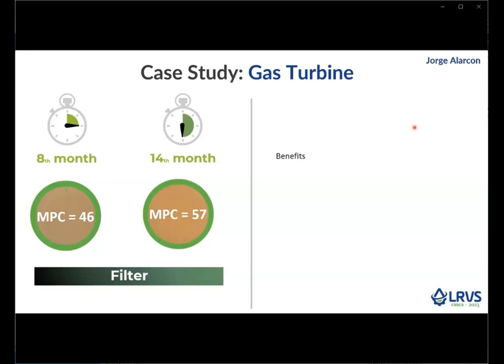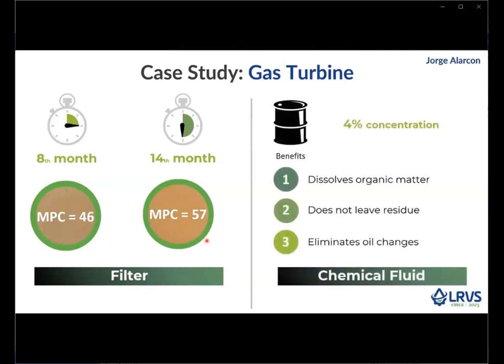So at month 8, the MPC, how we measure the varnish concentration, was up to 46, and at month 14, 57, when the filter was in service. So the filter was not able to change the varnish situation. So they decided to apply a concentration of a chemical fluid that is designed to dissolve organic matter, to not leave any residue, and to eliminate oil changes.